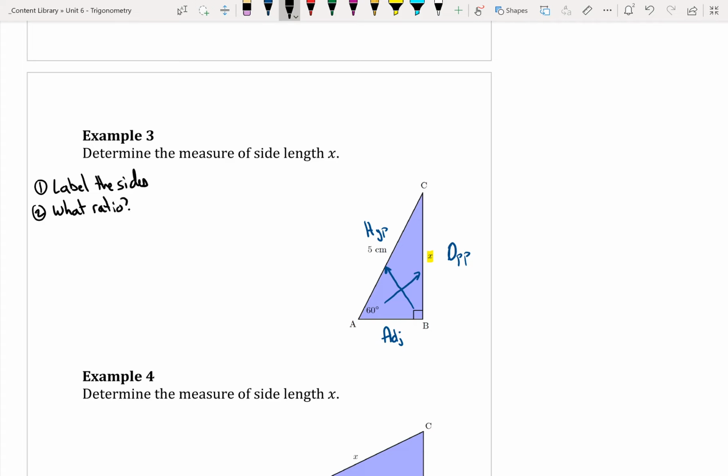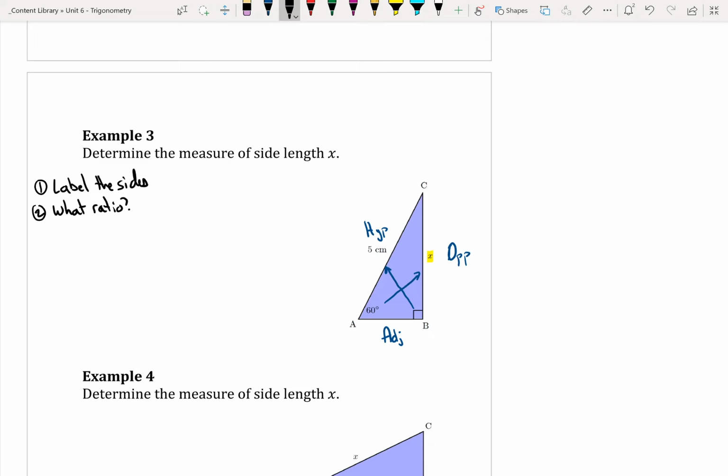So you have to look at 2 things. One, are we given any information for a side, and are we trying to find a side? In this case, we're trying to find a side, x, which is our opposite. We are also given information for our hypotenuse. So the 2 sides that we're going to be dealing with are our opposite and hypotenuse.